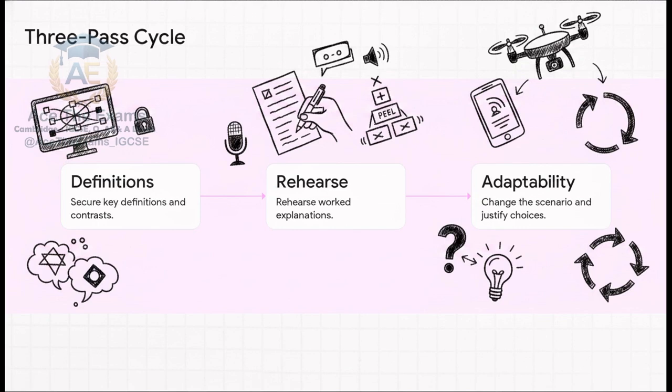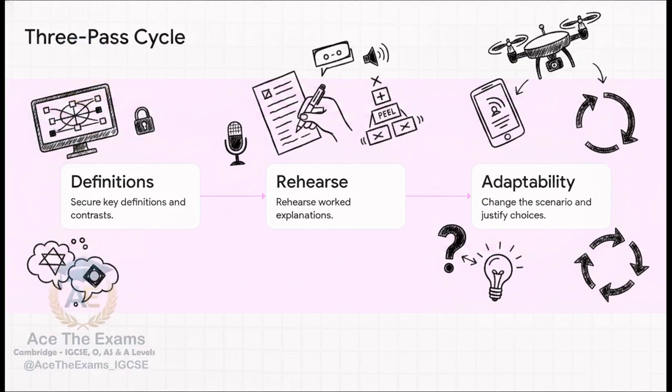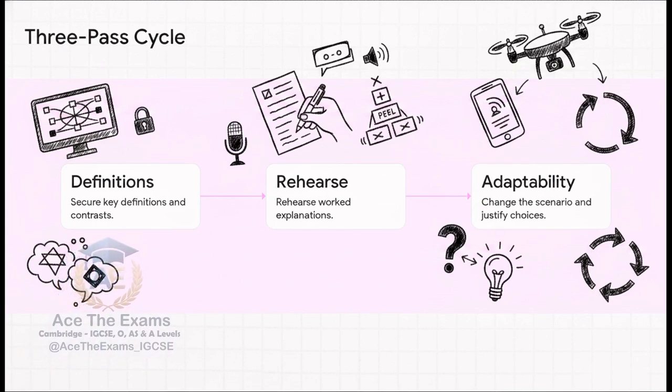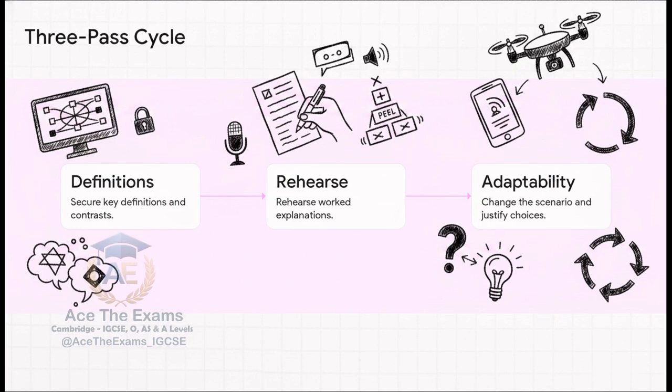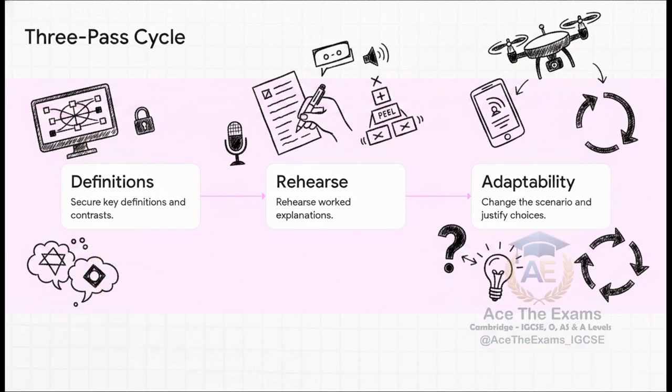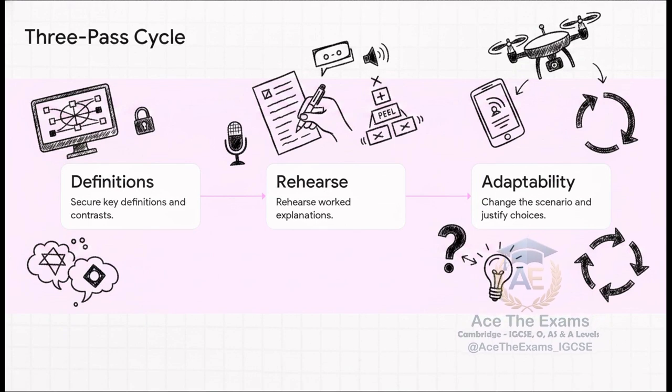Take your beautifully rehearsed explanation and force it into a totally new, weird context. If you learn the concept by studying a smartphone, rewrite your answer applying it to an agricultural drone. This kind of layered, adaptable learning is exactly what prevents you from getting caught off guard by a weird, unexpected scenario in the real exam.